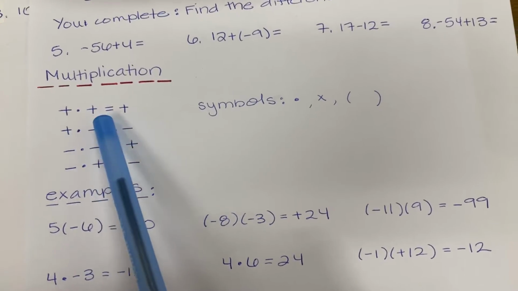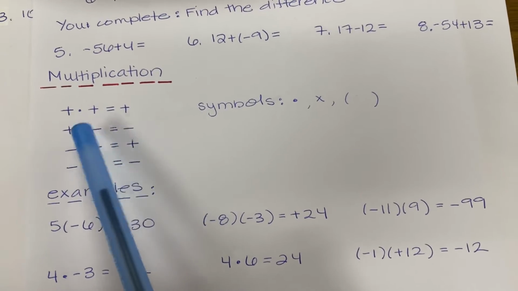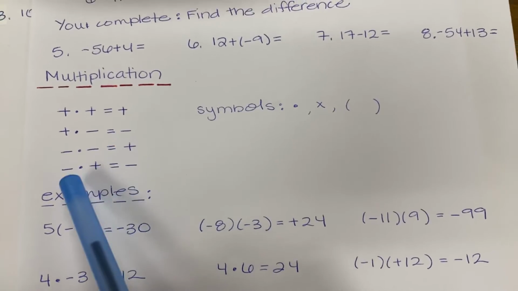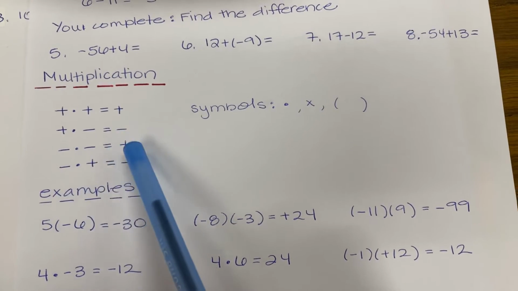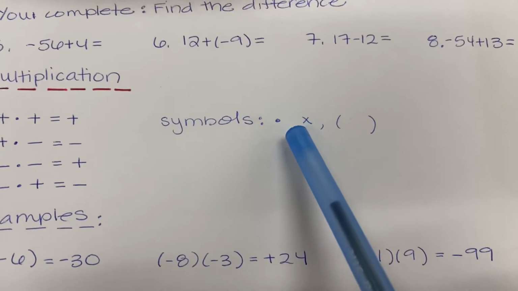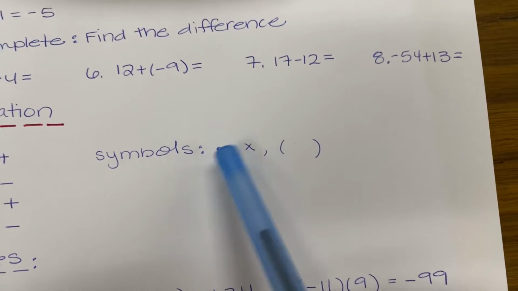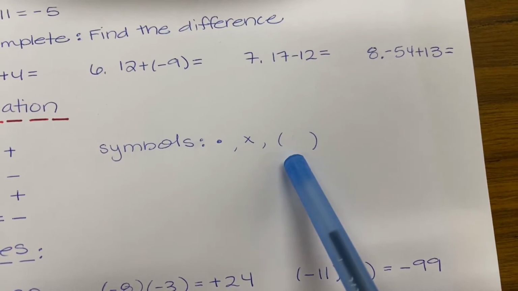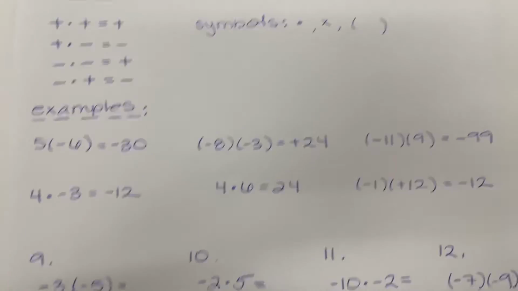Okay, multiplication. A positive times a positive is a positive. A positive times a negative is a negative, and obviously we're referring to values here. A negative times a negative is a positive, and a negative times a positive is a negative. Your symbols for multiplication could be a dot, that little teeny tiny X, or the grouping symbol, the parentheses. So here we go, examples.